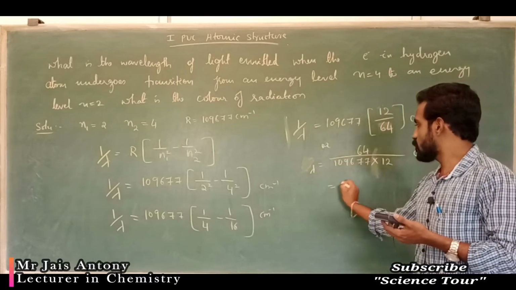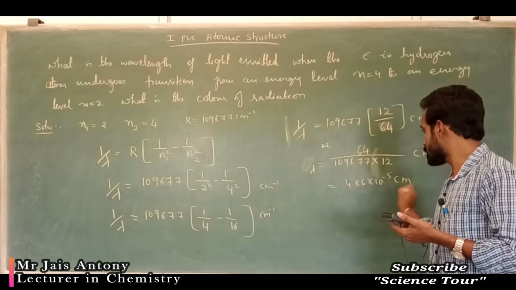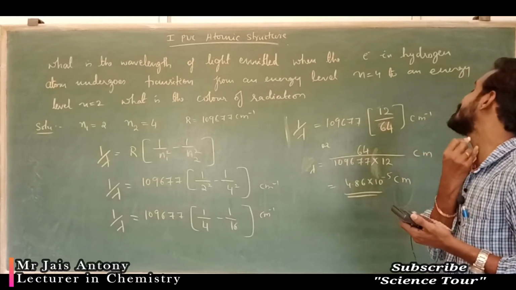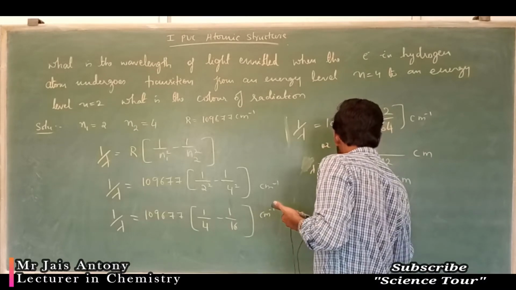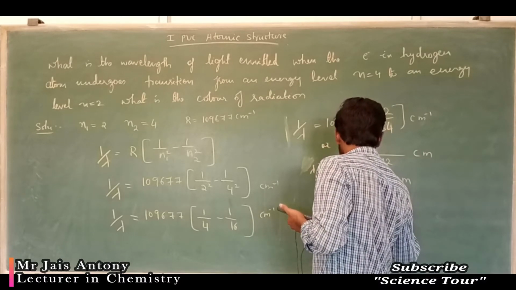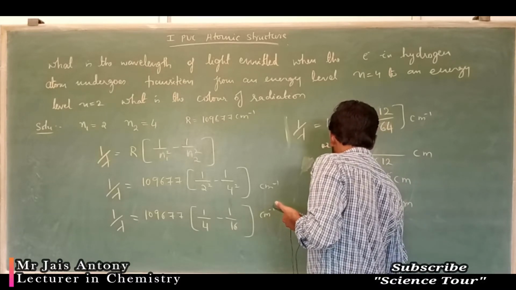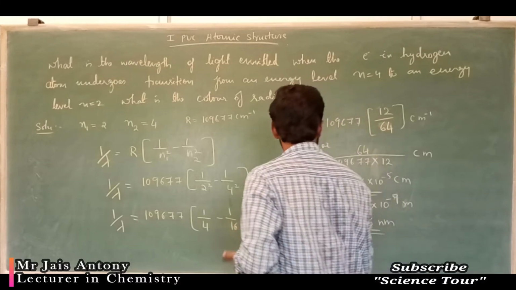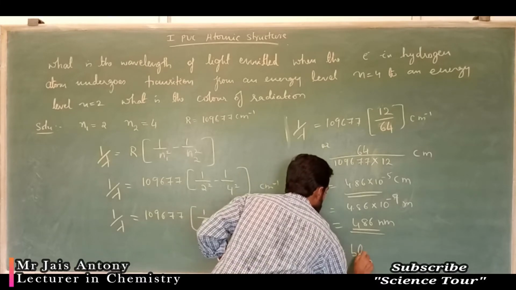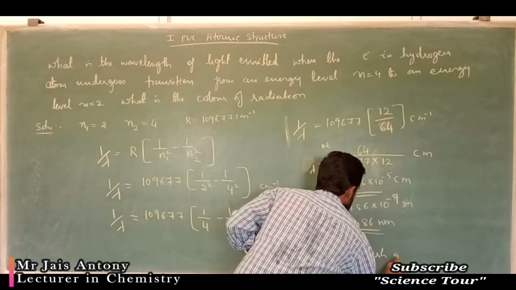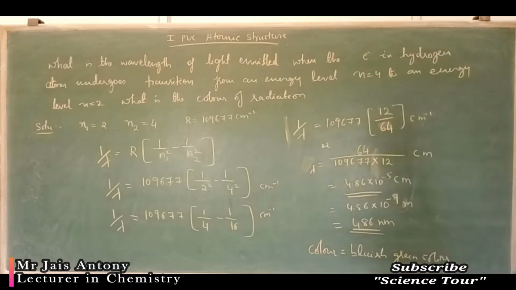By solving this, you are getting the answer: lambda is 64 divided by the value, which is 4.86 into 10 to the power minus 5 centimeter. If you are writing in meter, it is 4.86 into 10 to the power minus 7 meter, which is 486 nanometer. For 486 nanometer, which color do you get? The color is bluish green.